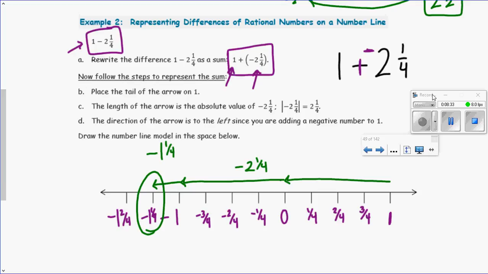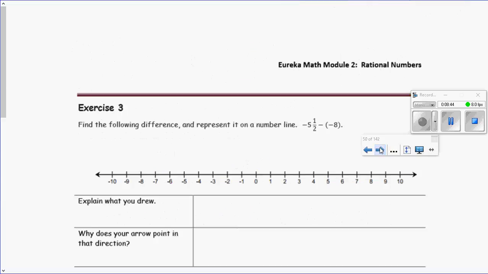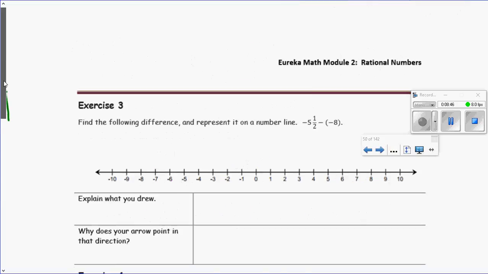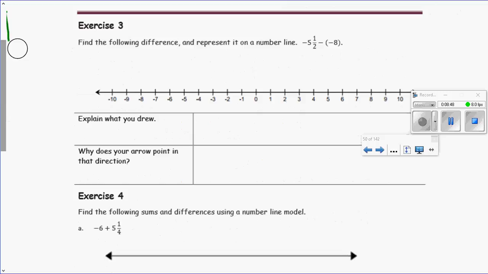Okay, the rest of the problems we're going to do, some of them will be on the number line, but a lot of them are going to be the skill version. So we're going to go through these examples pretty quickly to get better at adding and subtracting fractions. On exercise 3, we see the problem negative 5.5 minus negative 8. Okay, so I'm going to the left 5.5, so right there, negative 5 1/2. But then it says minus negative 8, so we want to make that plus a positive 8.